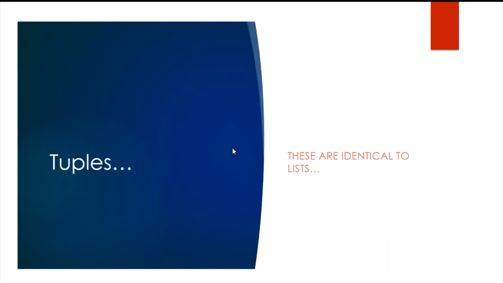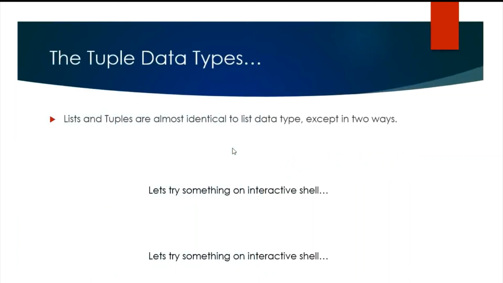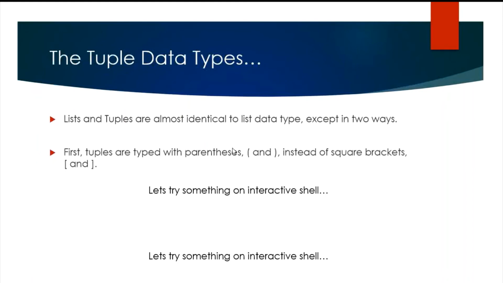Now moving forward to our next topic, tuples. Tuples are almost identical to the list data type except in 2 ways. What are these 2 ways? First, tuples are typed with parentheses, the circle brackets. So we use parentheses instead of square brackets for tuples.